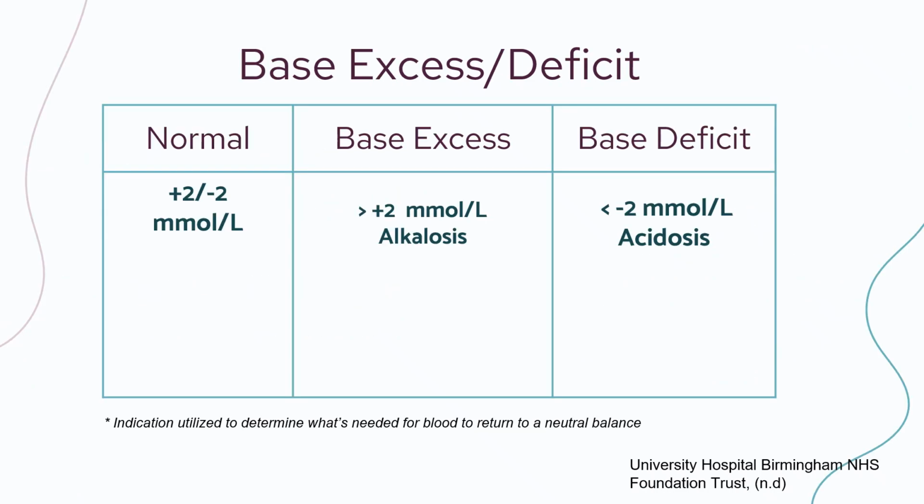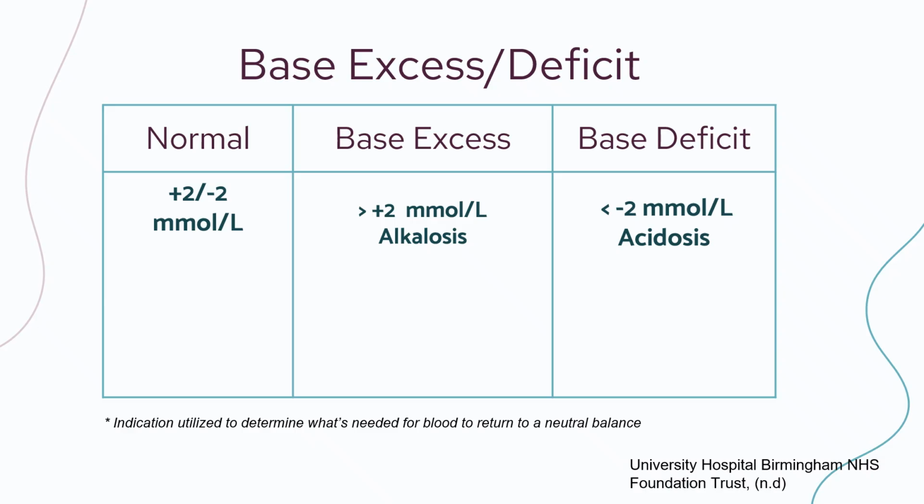Next, we have the base excess and deficit. So the normal is between +2 and -2 millimoles per liter. So a base excess would mean that there is greater than +2 millimoles per liter within the blood, leading to alkalosis. So this means that there may be an excess of bicarbonate or any other bases within the blood.